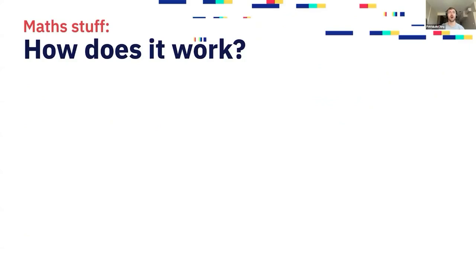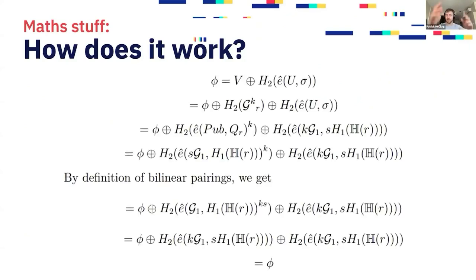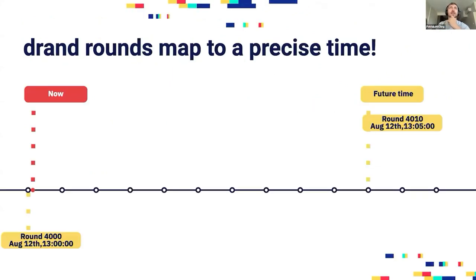How does it work? It's quite simple. Just lots of fancy maths. But okay, we're not going to get too deep into this because this looks too spicy for my ilk. Recall, DRAND rounds map to a precise time.